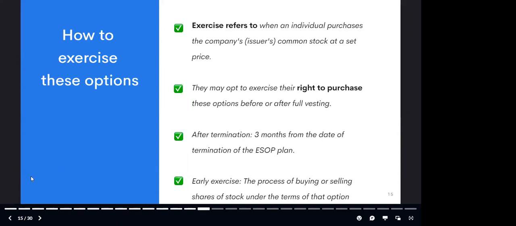Finally, we have early exercise, which is similar to what we just talked about, the immediate vesting or accelerated vesting. In this situation, you as an individual or employee will get the right to buy or sell those shares under the terms of that option.